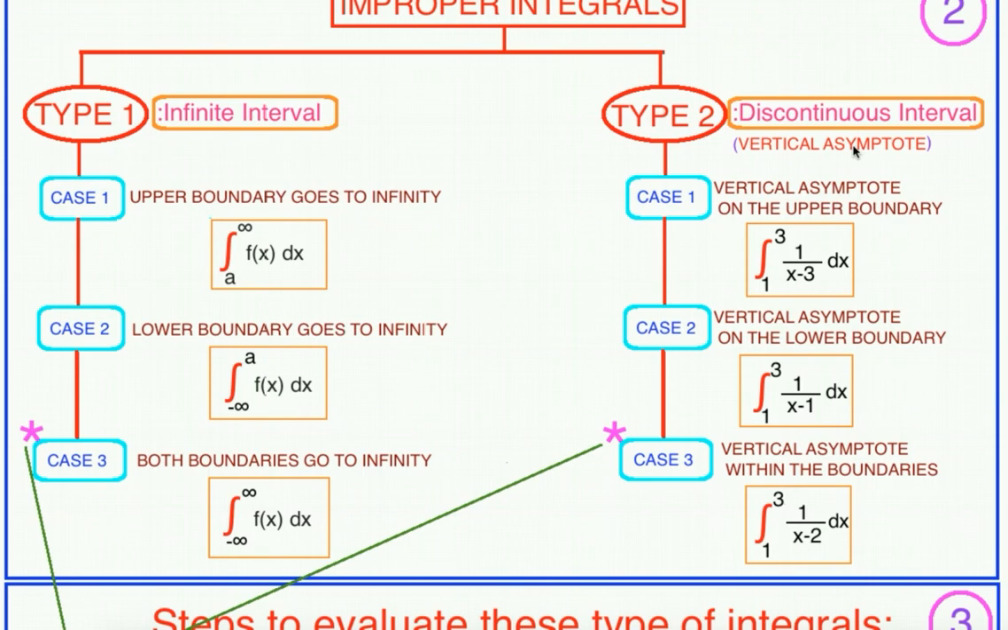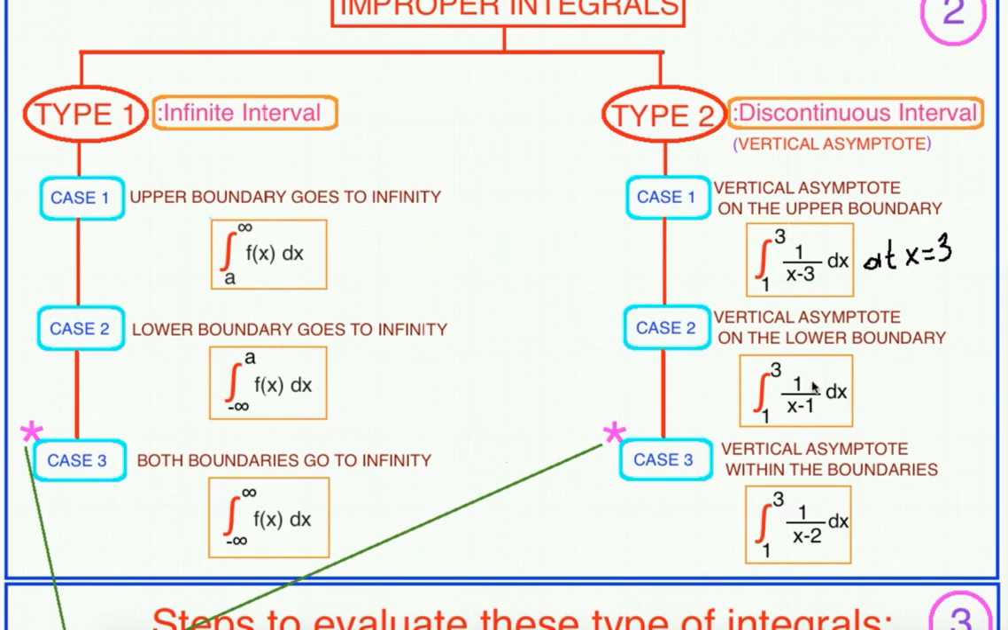What do we mean by discontinuous interval? We have vertical asymptote at some value that makes the function undefined. Let's see the cases. In case 1, we have upper boundary vertical asymptote. At x equals to 3, the function is undefined because 3 minus 3 is 0, 1 divided by 0 is undefined. So this function has vertical asymptote at x equals to 3, which is our upper boundary.